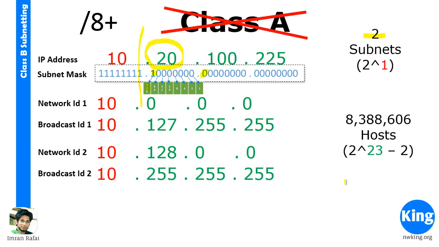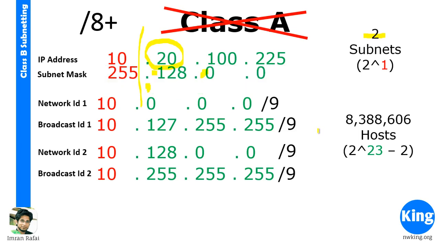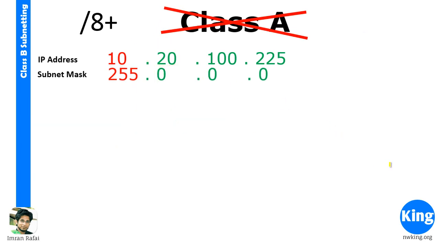Because of the changes that happened, because of this new borrowing, the subnet mask becomes 255.128.0.0, and of course, because one bit is borrowed, the /8 becomes /9. Right? Fantastic. Let's take another example. All right, this time you guys are going to do it. I'm just going to run this animation.